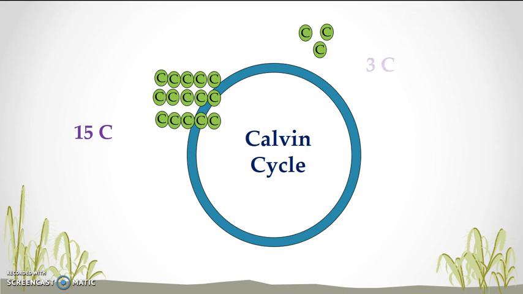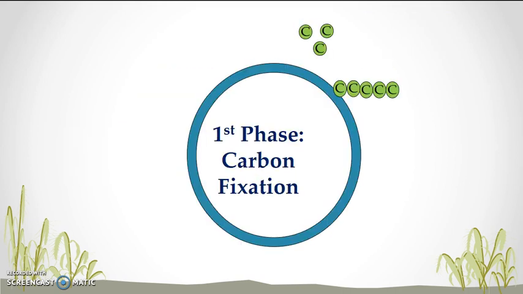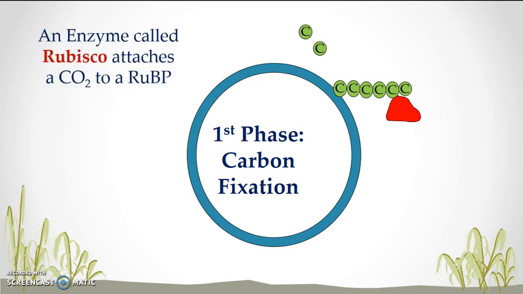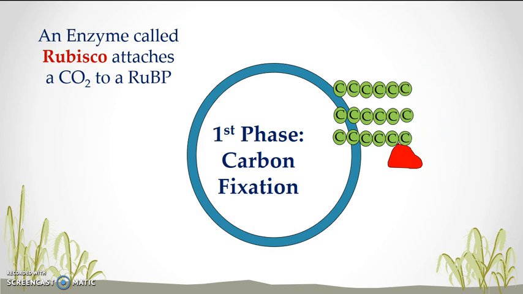The first step is carbon fixation, where the plant fixes, or takes, carbon from the air and incorporates it into an organic molecule to make it usable by the plant. So here's our RuBP. Then there's an enzyme called Rubisco. Rubisco will attach that carbon dioxide out of the air, incorporating it into a 6-carbon molecule. Rubisco is one of the most abundant enzymes on Earth, actually. We're going to do that 3 times, taking 3 carbon dioxides out of the air, and Rubisco will fix them onto RuBP.